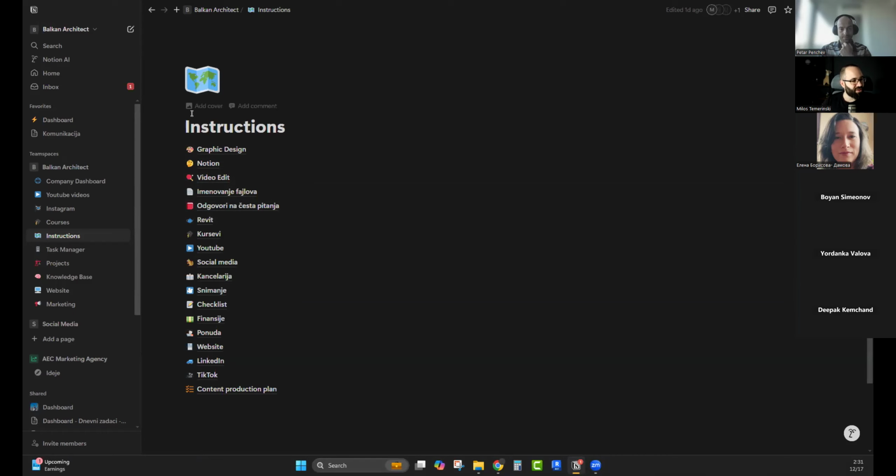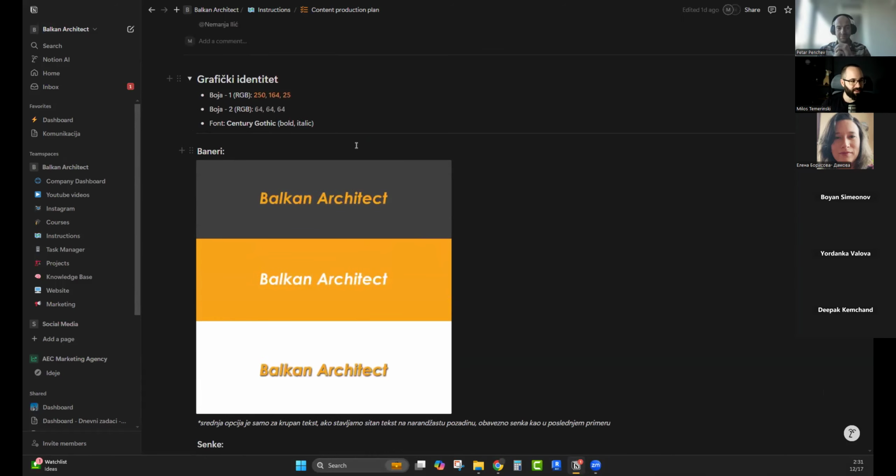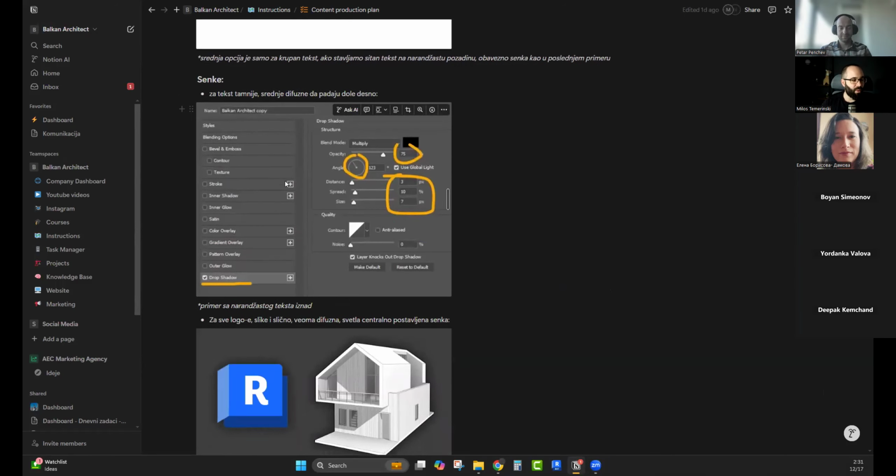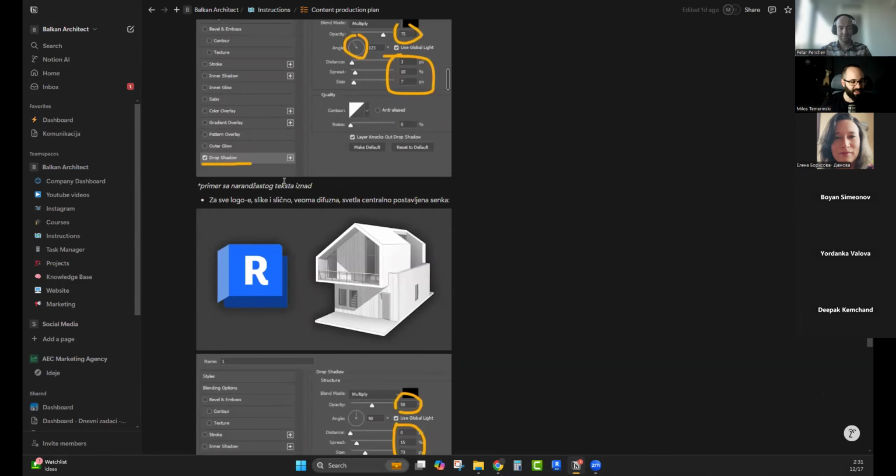Perfect. Yeah, so this is our instructions page, and I started this even before I had any employees, just to build a base of processes and explanations about how we do things within the company. So, for example, this is for content production. We have outlined our graphical identity, what settings should be used, and so on. So this is kind of simple stuff.